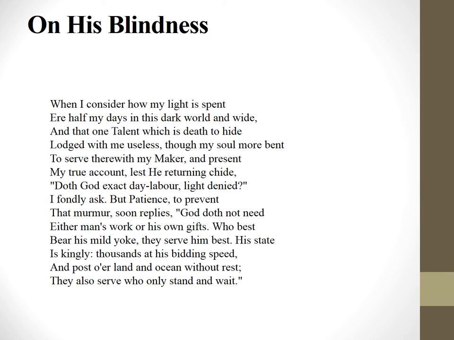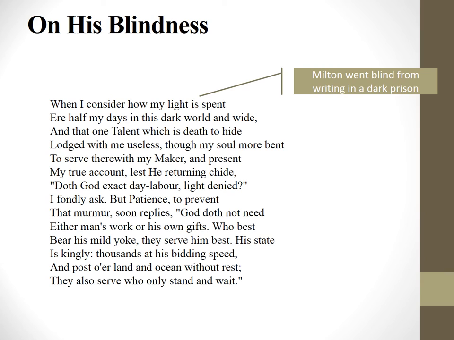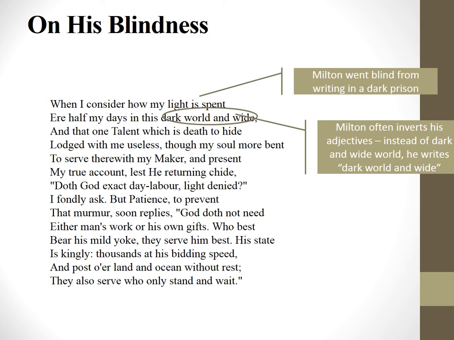So he says, when I consider how my light is spent, he's talking about how his light, his ability to see, is lost from writing in a dark prison. He says, ere half my days in this dark world and wide. He's inverting the word order. Normally someone would say dark and wide world, but he turns it around and says dark world and wide, emphasizing that characteristic by putting it at the end. That's a strong trait of Milton's writing. He likes to invert word order.